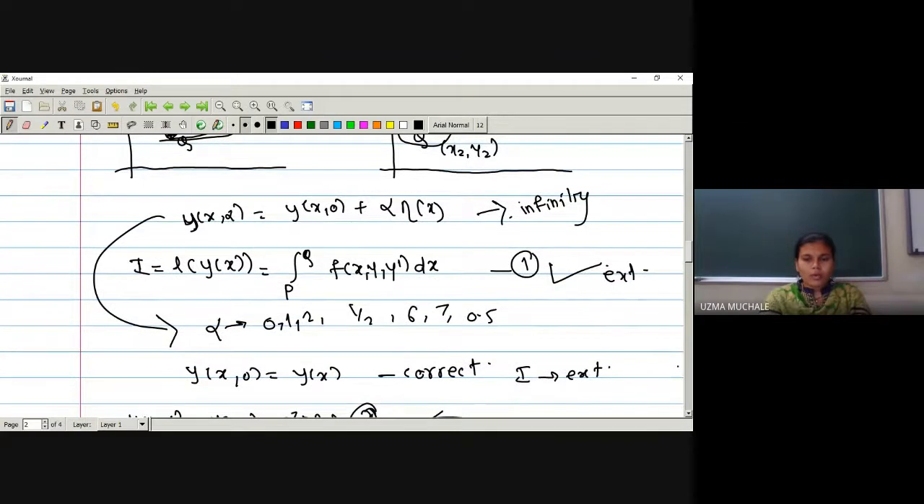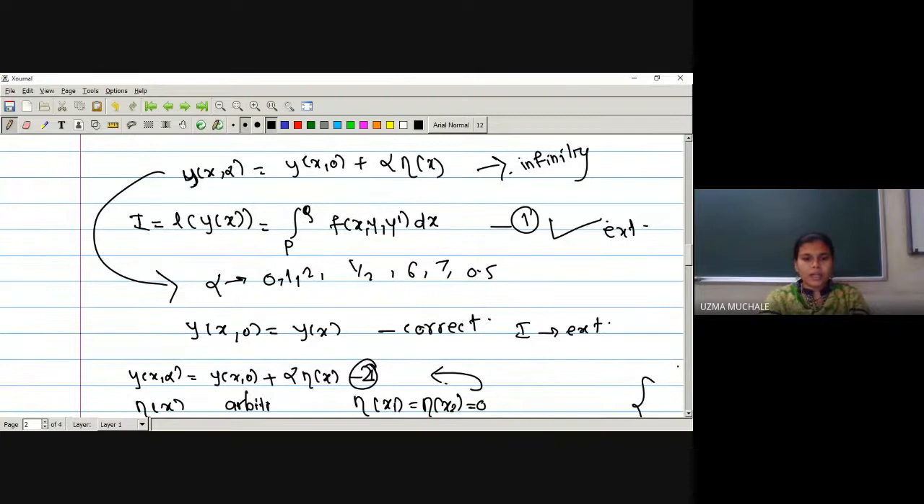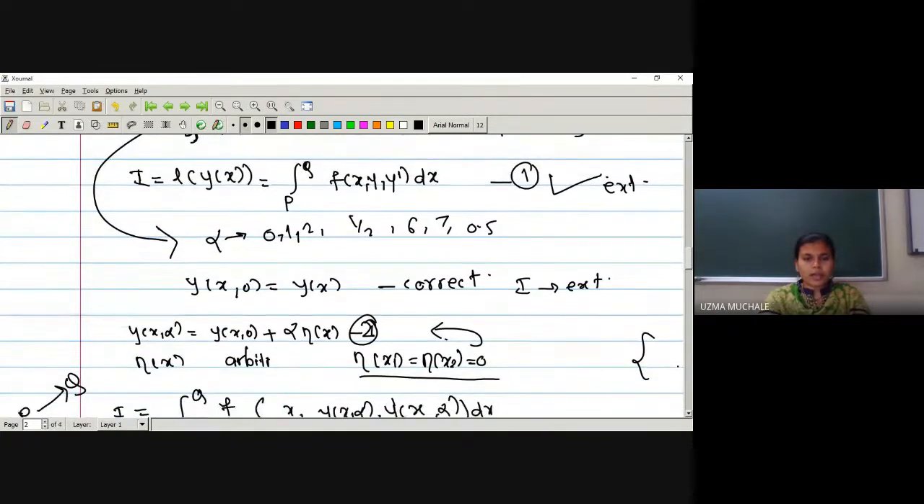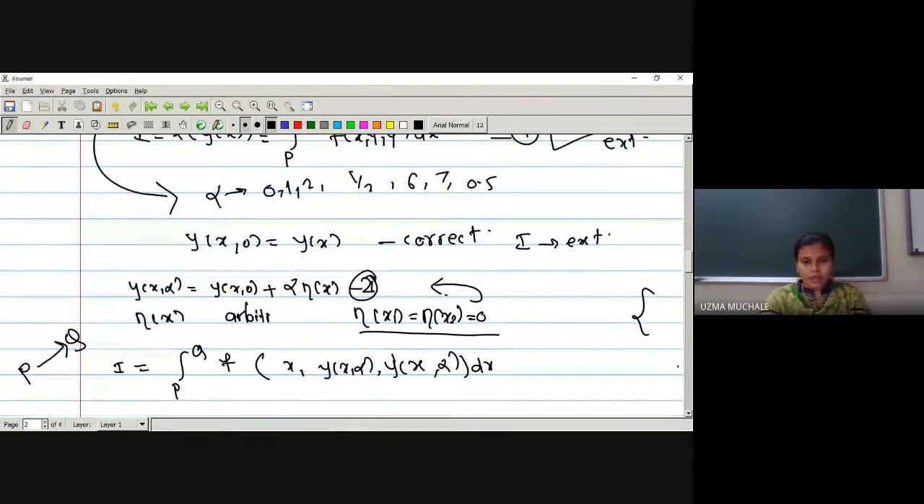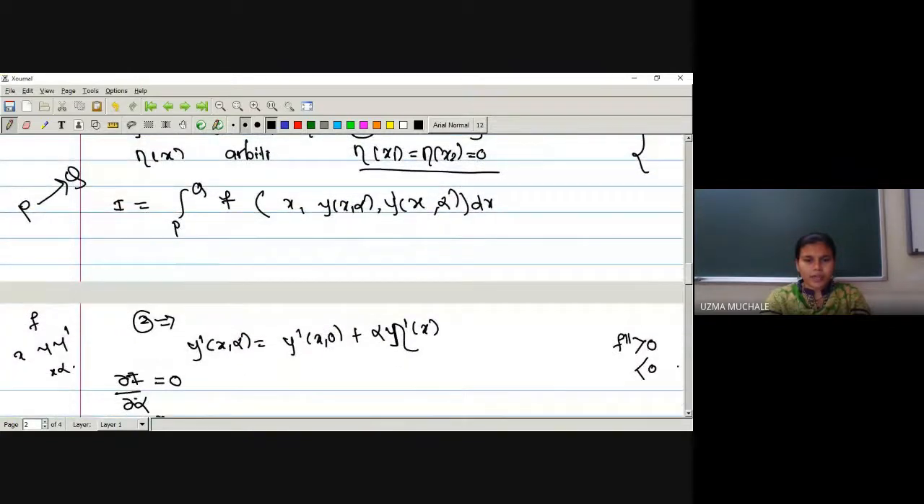Now, out of this equation, we can write y of x, alpha is equal to y of x, 0 plus alpha times eta of x. For different values of alpha, we can have a different curve. And if alpha is equal to 0, we coincide with our correct path. What do you mean by correct path? The shortest path. Now the value of integration we have written in terms of x and alpha.